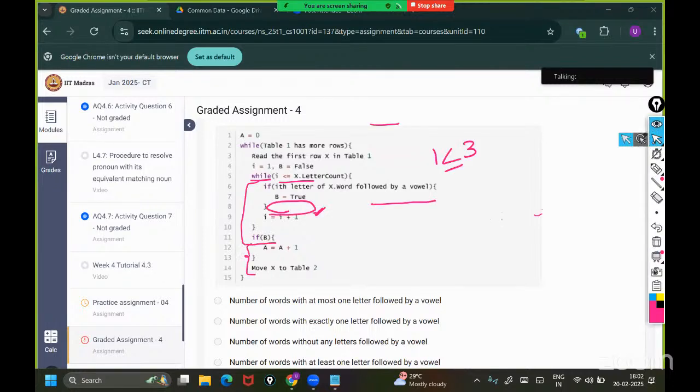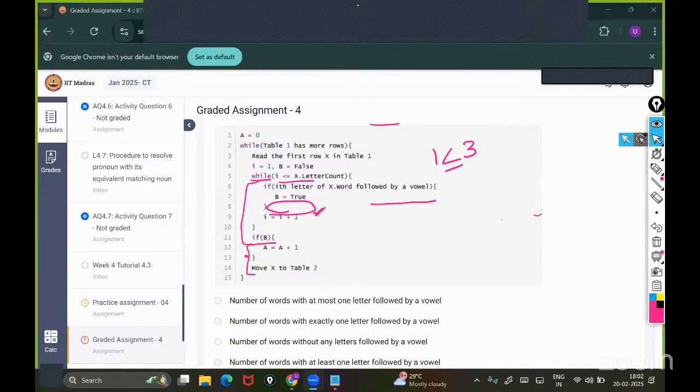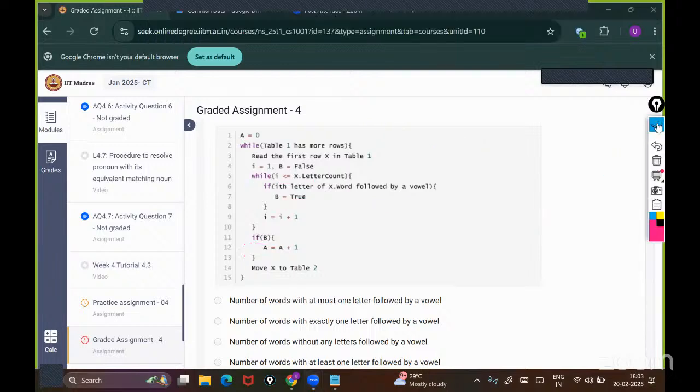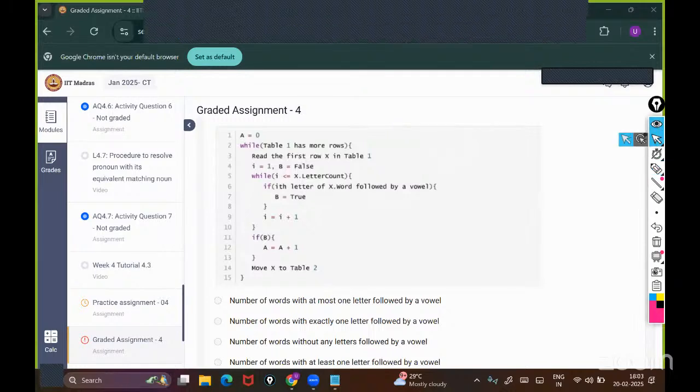Is everyone able to understand more? Or do you want me to repeat it? Yes, ma'am, please repeat. What do you understand now? Yes, ma'am, but can you please repeat the question?